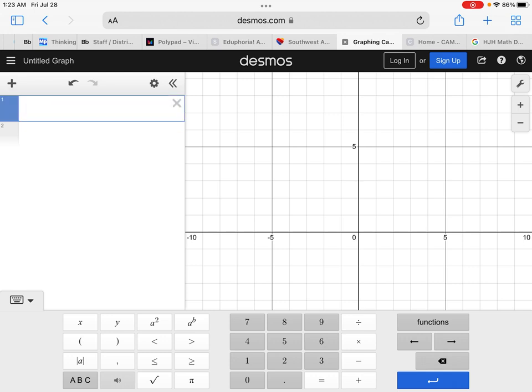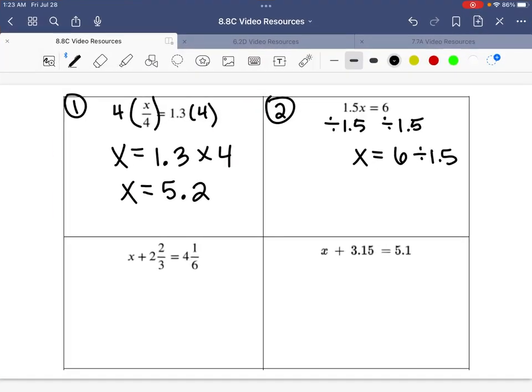So I'm going to go 6 divided by 1.5. Notice that when I put in division, it showed it as a fraction. Fraction is another way to show division for us. So 6 divided by 1.5 gives us positive 4.